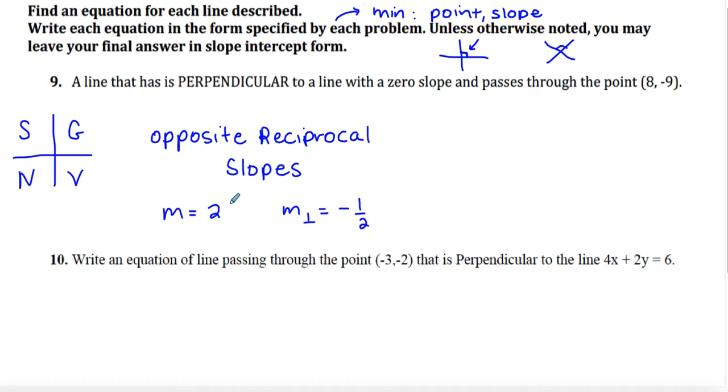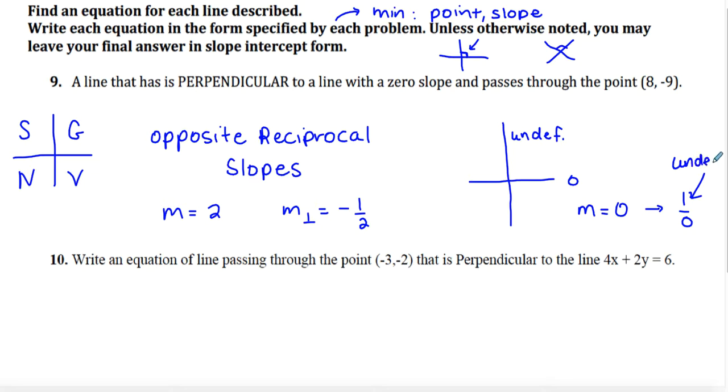It's also important to understand the idea of horizontal and vertical lines as they relate to perpendicular. This is a horizontal line, okay? Its slope is 0. It is perpendicular to a vertical line, okay? Its slope is undefined. So if I tell you a slope of 0, then the perpendicular slope would be the reciprocal of that, which would be 1/0. And remember, we've said that 1/0 is undefined. So it is important for you to know that horizontal and vertical lines are perpendicular.